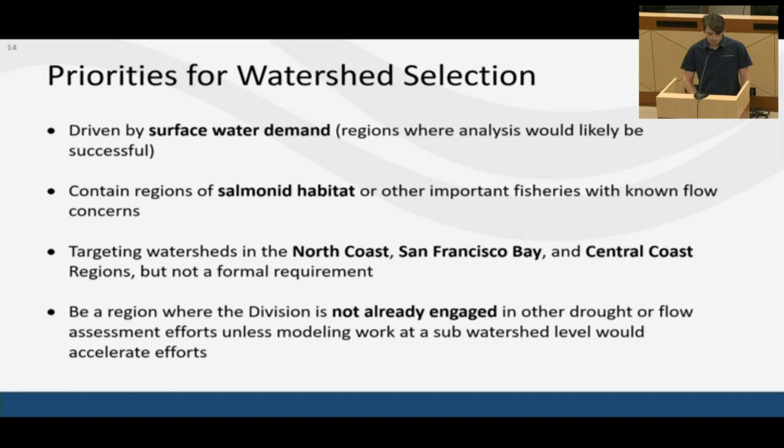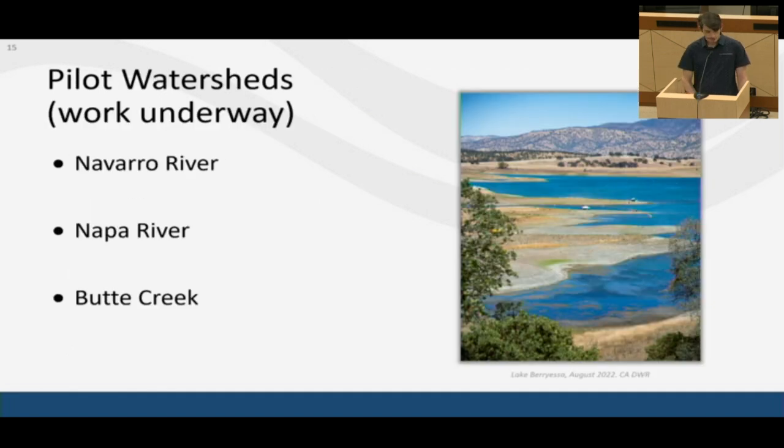The 3 pilot watersheds that we have selected and where work is underway are the Navarro River on the north coast, the Napa River in the San Francisco Bay, and Butte Creek in the Central Valley.